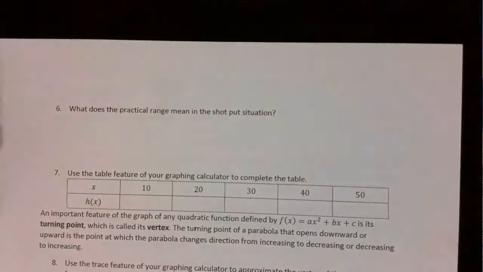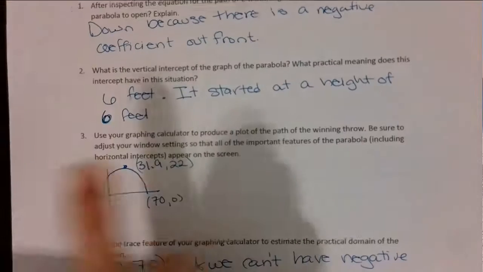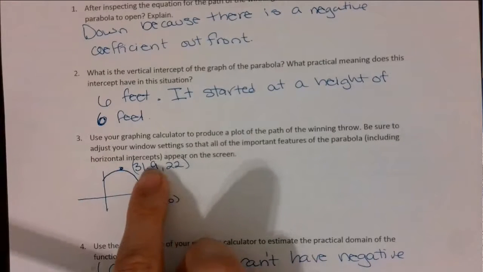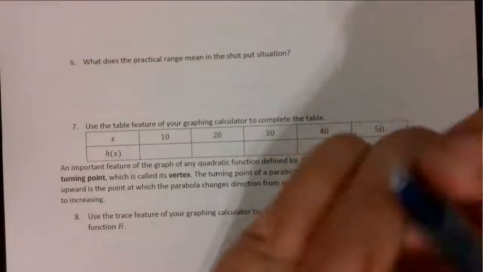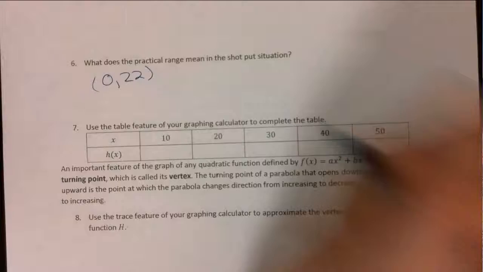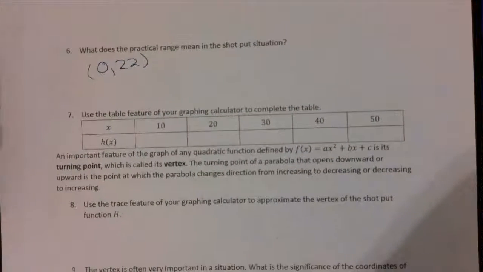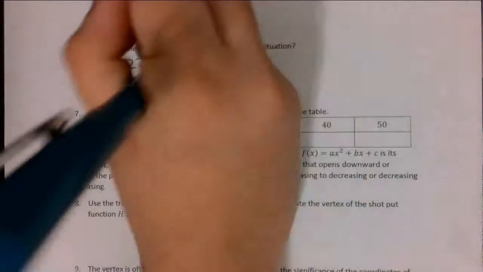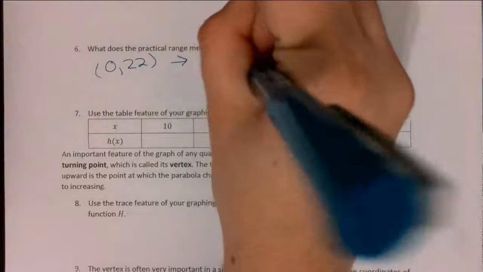Okay, moving on to the back. It wants us to figure out the practical range. So I want to look back at my graph. It had a y height of 22. So this would be 0 to 22 for my range. And it doesn't ask us, but I will say it reaches a maximum height of 22 feet.